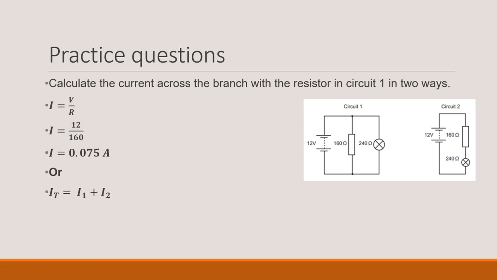But the alternative is to use the formula IT equals I1 plus I2. We know that the currents across the individual branches will add up to the total current in the circuit. We have the total current, which is 0.125. We have the current across this branch of 0.05. So the current across this branch will be 0.125 minus 0.05, and that gives us the same answer of 0.075 amps.